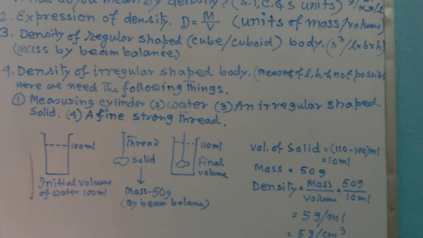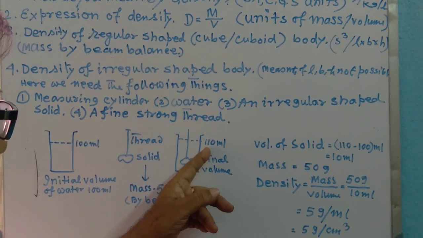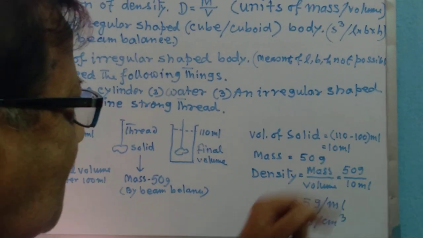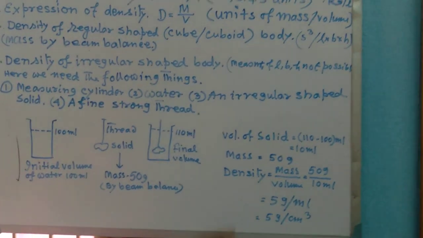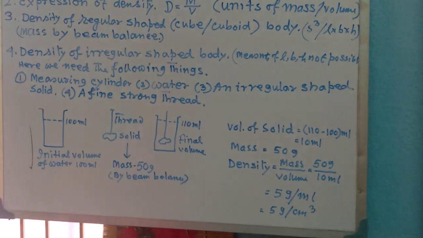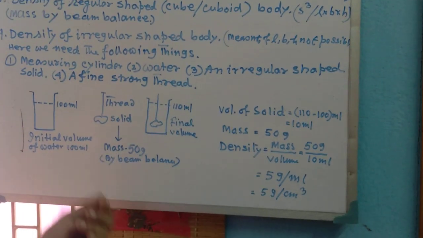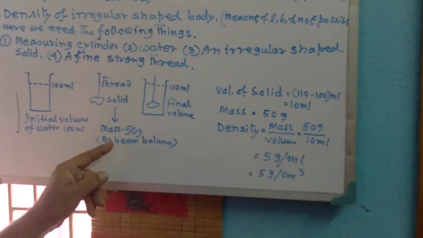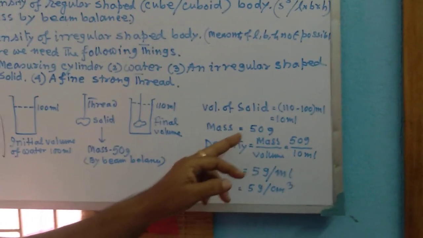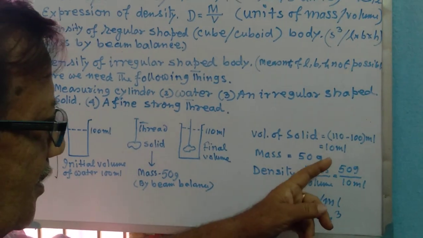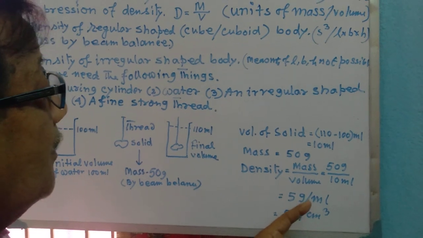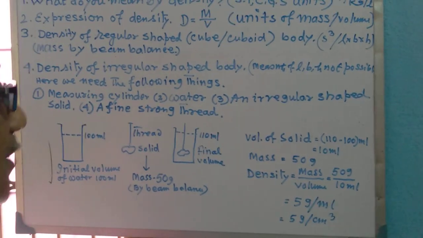How can we measure it? The final volume is 110 ml. The initial volume is 100 ml. If we subtract, we get 10 ml, which is the volume of the displaced liquid. So the volume is 10 ml. The mass of the solid is measured, and it is 50 gram. So density can be calculated as mass by volume. So 50 gram by 10 milliliter. If we divide, we get 5 gram per milliliter.